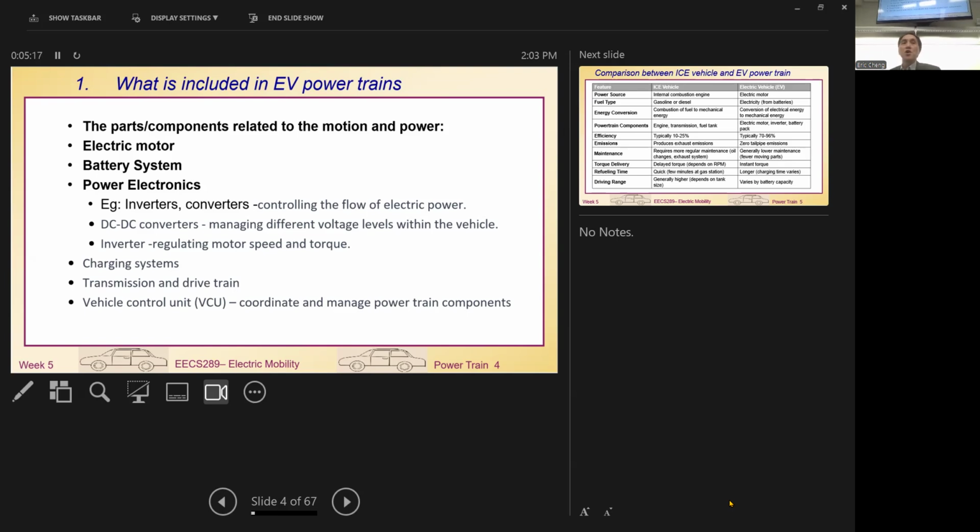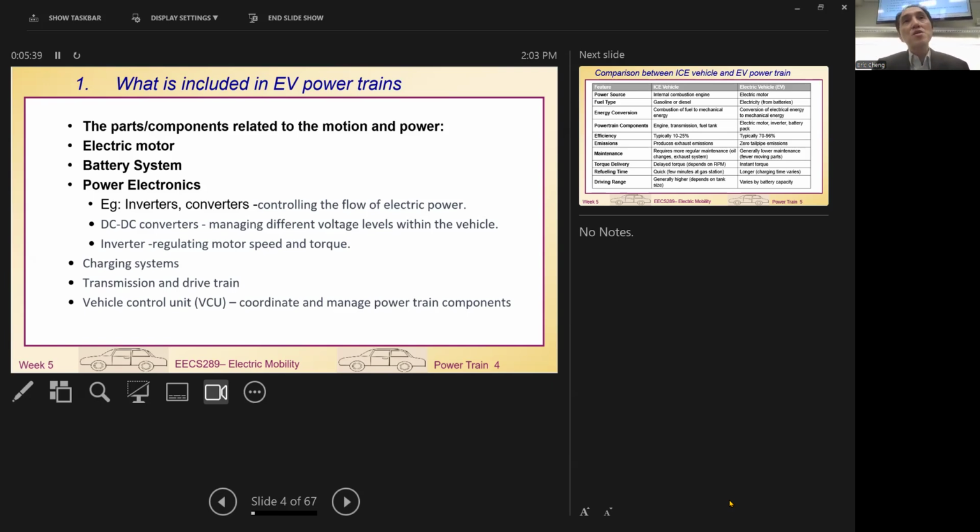Of course, later on we also study the DC charger, the high power DC charger. But the high power DC charger is not inside the vehicle, it's outside the vehicle, not part of the powertrain. And the vehicle may also have the transmission and drive. Although for EV, the transmission and drive are getting less and less demanding, we tend to use all electric.